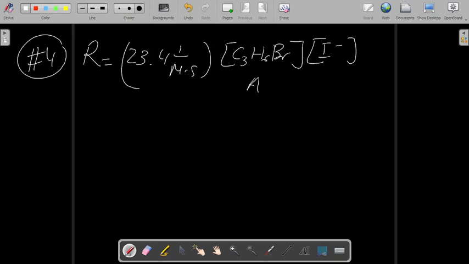This is A and this is B. So A is X and B is Y. So if you look at column one, for the first reactant, you will see that the concentration stays the same between trial 1 and trial 3. It's exactly the same. Nothing changes. But the concentration changes between trial 1 and 2.